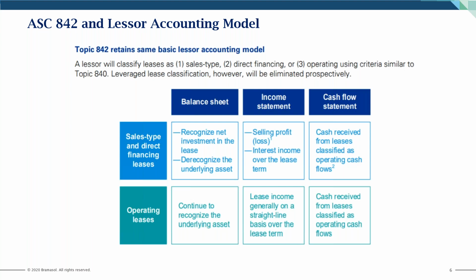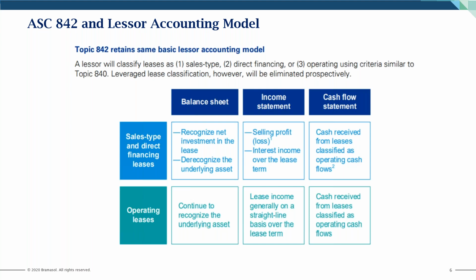On the operating side, for the lessor, they will continue to recognize the underlying asset because remember, in an operating lease, transfer of control does not happen. Therefore, it will remain on my balance sheet as the lessor, and I will continue to amortize it through my fixed assets schedules.